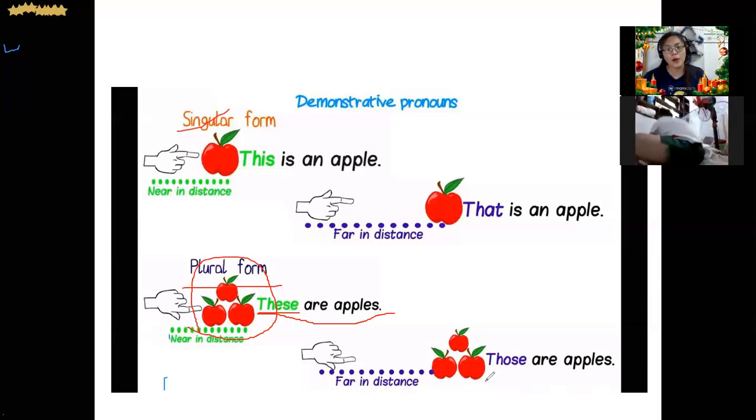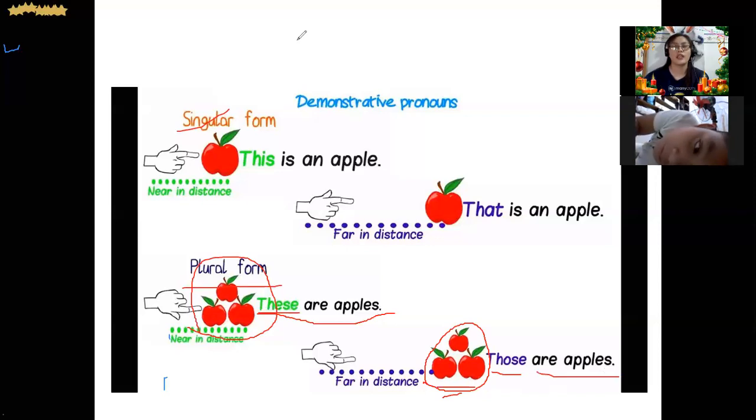Okay, what about here? How many apples? Oh, this one. Three apples. Very good. Please read. Okay, very good, Dong. Those are apples.